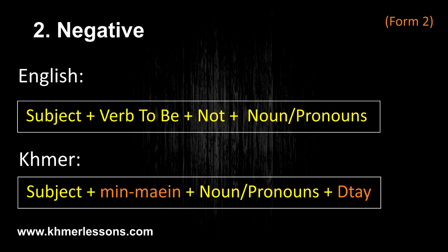So we say mình man. Okay, so you see, this is a form. Form 1 we use ot and then te. But form 2 we use mình man and then finish with te. So you have to remember this when you use to be plus not and then plus noun or pronouns. Now let's go to see the example.